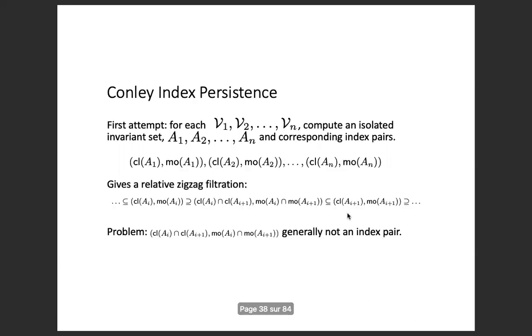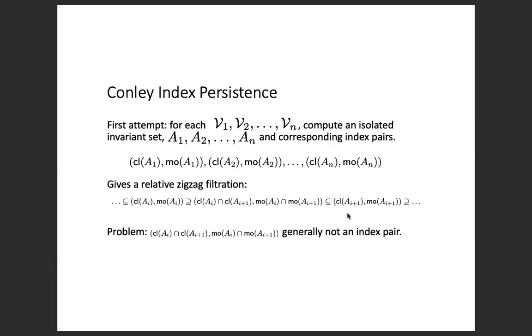The first attempt is to say we're given a sequence of multivector fields, and we can compute an associated isolated invariant set in each of these multivector fields, a common isolated invariant set. We can just use the index pair that we immediately get for free, the closure in the mouth. We can take the pairwise intersections of this, and this gives us a relative zigzag filtration. And we can compute the persistence corresponding to this relative zigzag filtration. Hopefully we would compute the changing Conley index.